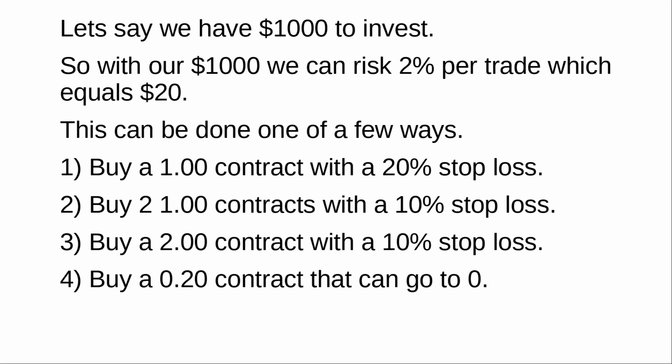So let's say we have $1,000 to invest. With our $1,000, we can risk 2% per trade, which equals $20. This can be done one of a few ways. One would be to buy a $1 contract with a 20% stop loss, buy two $1 contracts with a 10% stop loss, or buy a $2 contract with a 10% stop loss. And lastly, you could buy a 20-cent contract that you can allow to go all the way to zero.